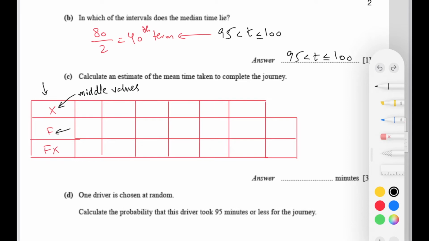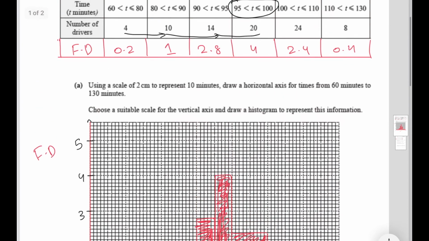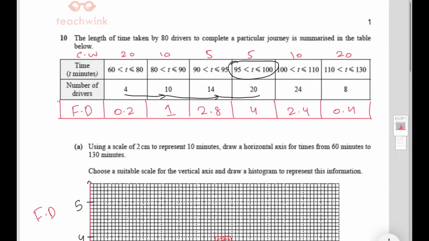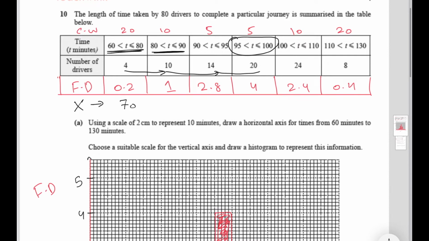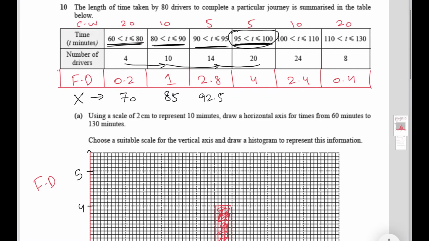Let's first find the middle values. Okay, so over here in our table, between 60 and 80, the middle value, I'm going to write it over here. The x values are going to be over here. The middle value is going to be 70 for this one. And then from 80 to 90, the middle value is going to be 85. From 90 to 95, the middle value is going to be 92.5. And for the median, which is 95 to 100, the middle value is going to be 97.5. Then from 100 to 110, it is going to be 105. And then from 110 to 130, it is going to be 120.